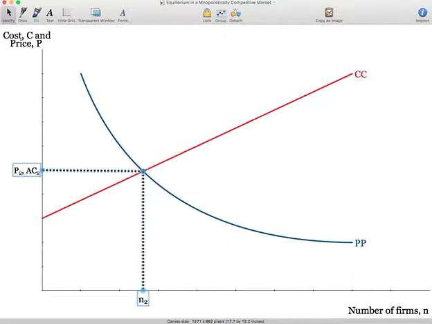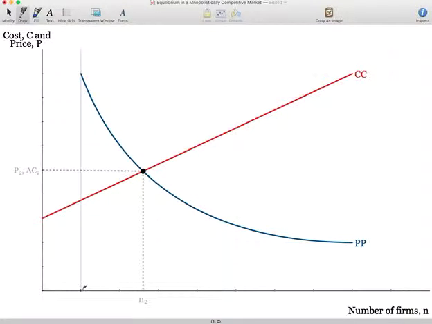Let's take a look at this and see what happens if we don't have that equilibrium number of firms and why we would move towards that equilibrium number of firms. I'm just going to make those equilibrium numbers a little less easy to see, so I can illustrate these other points a little bit easier, and you can still see those. Let's assume that the number of firms is less than N1. Let's assume it is right here.